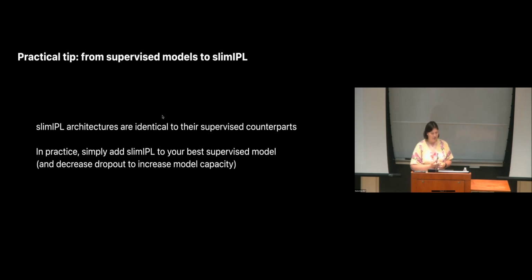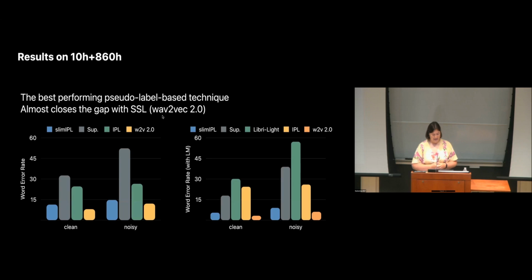Okay, so how do you do this in practice? You just train your supervised model, whatever it is, on your labeled data, and then you start to do the pseudo label process with this semi-PL algorithm, just decreasing the dropout of the model. You want to increase the model capacity because now you have a lot of unlabeled data on which you want to train more. So in the end, we got the best pseudo label technique, and we almost closed the gap with wave2vec 2.0. Before it was a super big gap, now it's a little bit of a gap.